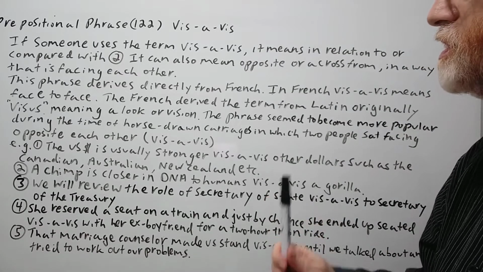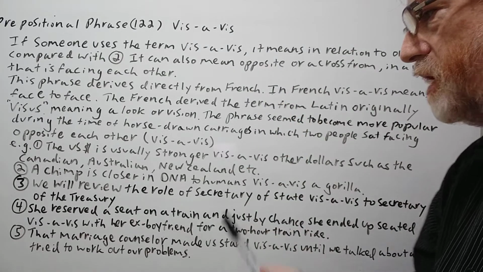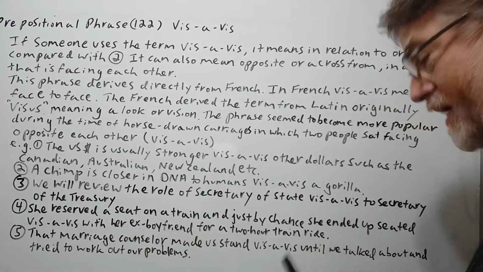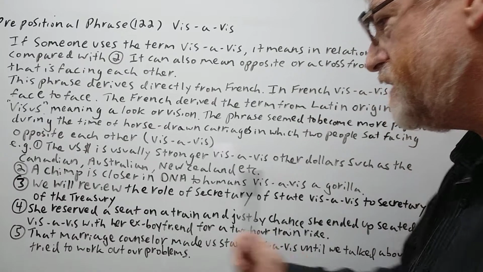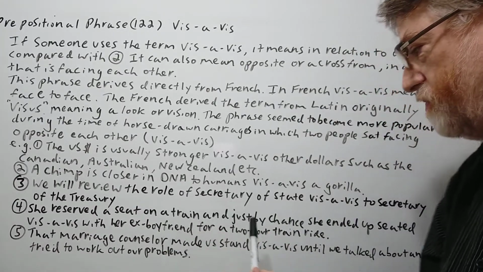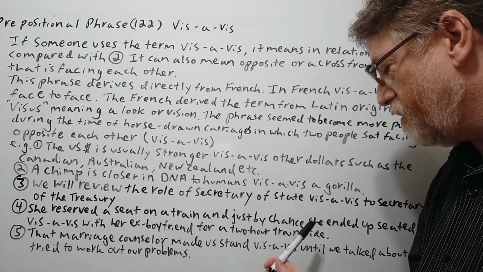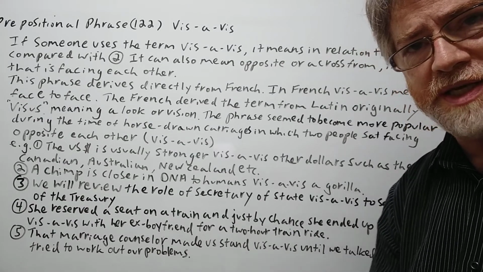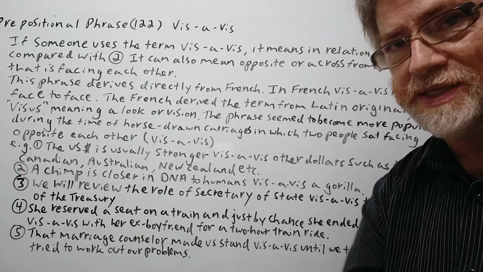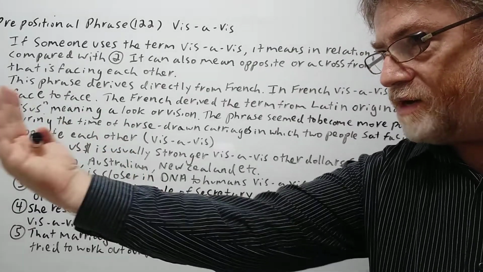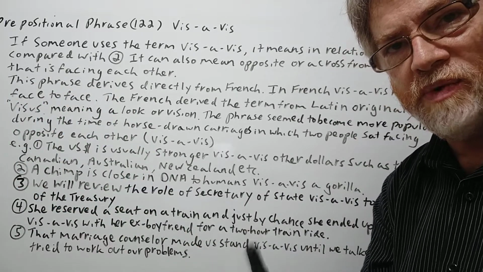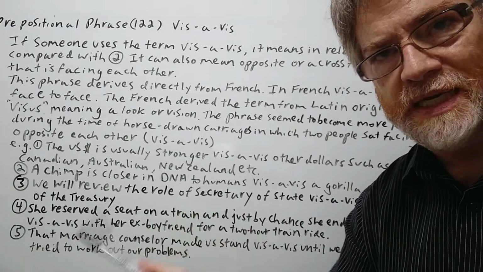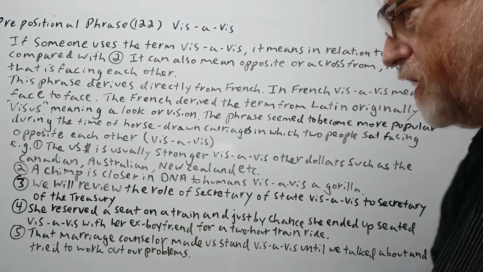Number 4. So this goes more to the second meaning here, 4 and 5. She reserved a seat on a train, and just by chance, she ended up seated vis-a-vis her ex-boyfriend for a 2-hour train ride. So maybe they broke up years ago or 6 months ago, and they both happened to take the same train at the same time, and just bad luck. They ended up facing each other. So they ended up being seated vis-a-vis. So a lot of times we will say somebody is seated vis-a-vis, facing each other.